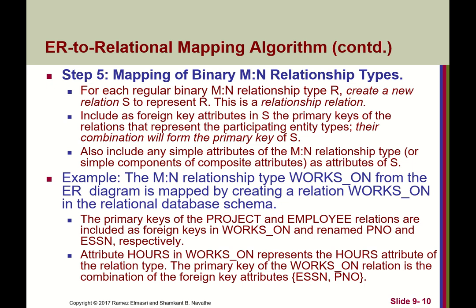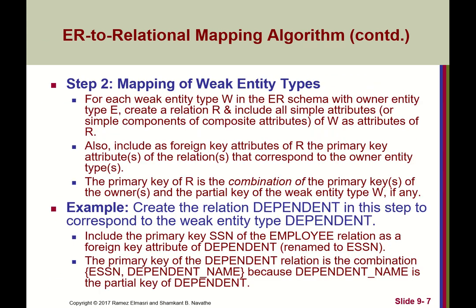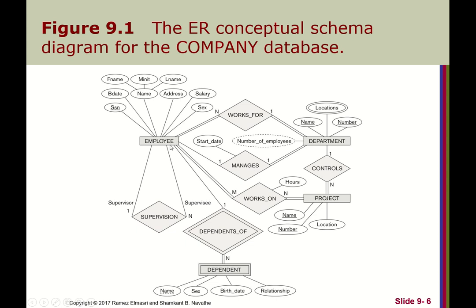That's the idea. So in this example, we have a many to many relationship. Employee works on projects. So here many employees work on many projects. So create a new relation which is called works on. And what should be the attributes of works on? Primary key of SSN, primary key of project, along with, do you see there is an attribute for the relationship, hours? So totally three attributes.